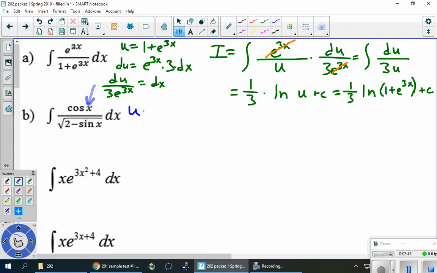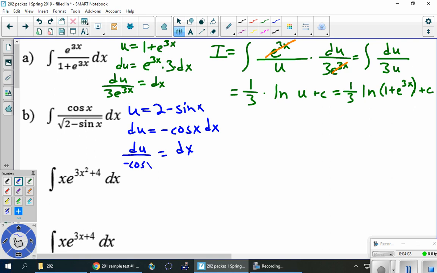We're going to let u equal not the whole denominator, but just the stuff inside that radical. 2 minus sine x. Derivative is negative cosine x. Don't forget the dx, that's important. Solve this for dx just like we did up above in green. Du over negative cosine x.